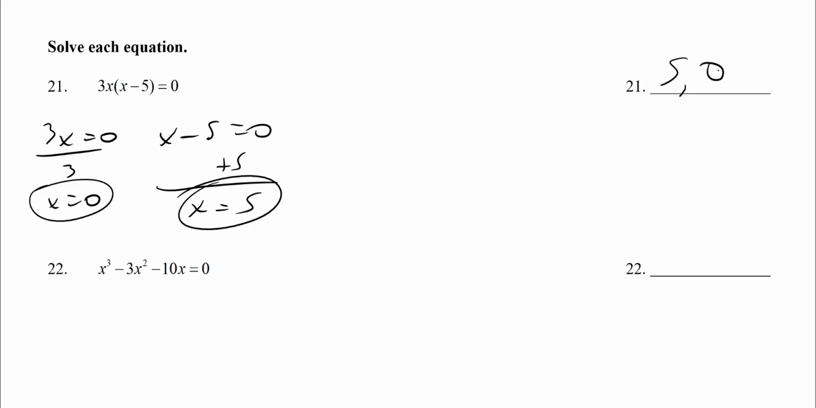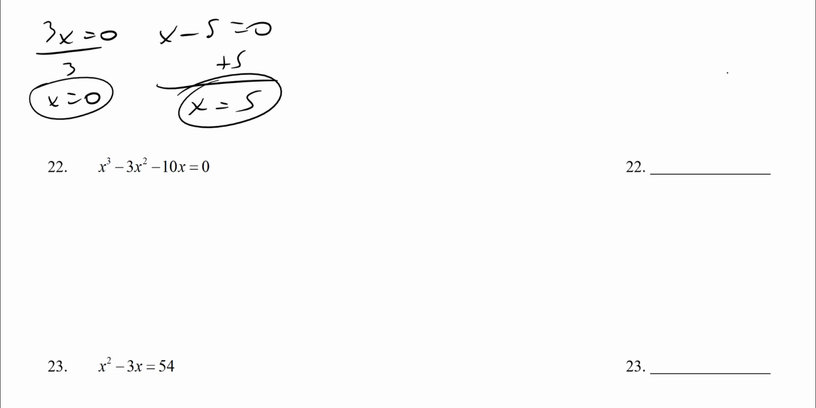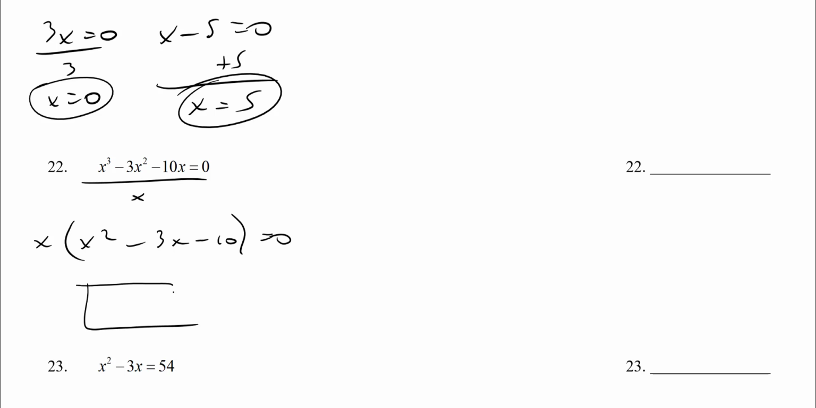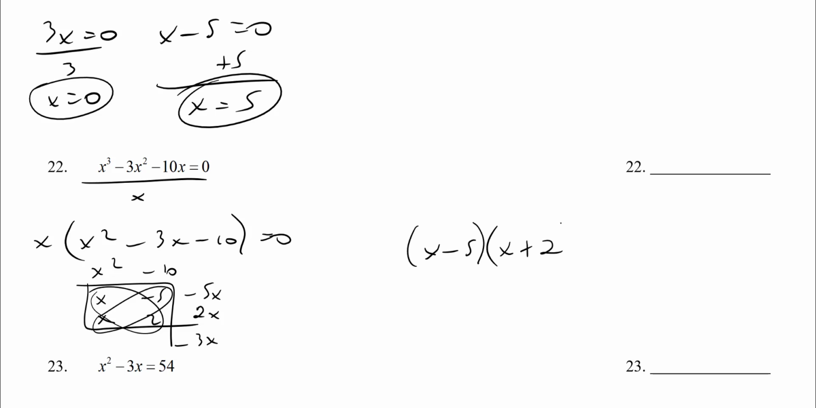Okay, next one. First thing we're going to do is factor out the greatest common factor. So I'm going to divide everything by x. So x times x squared minus 3x minus 10 equals 0. If I do a factor box for that, I get x squared, negative 10, and negative 3x. So x and x, and this turns out to be negative 5 and positive 2. Negative 5x plus 2x gives us negative 3x, which is a good check. And so it's x minus 5, x plus 2. And don't forget the x that you factored out originally.